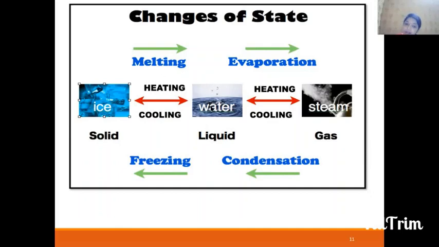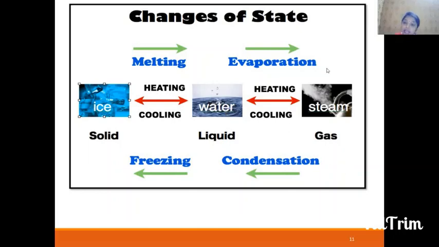When the water is cooled, it changes into solid. This process is called freezing. The same water, when heated, changes to steam, that is evaporation. And when the steam is cooled, what happens? When the gas is cooled, it again changes into water. So it is called condensation.